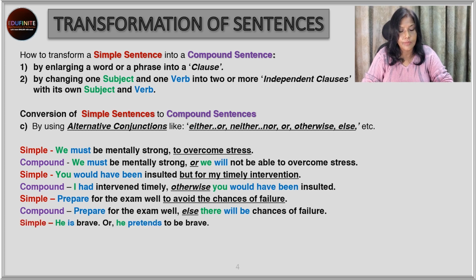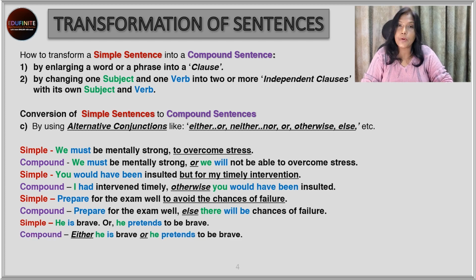Next, he is brave, and the other sentence, or he pretends to be brave. Now we have two sentences. How do we join them? Either he is brave or he pretends to be brave. So we are using either or.